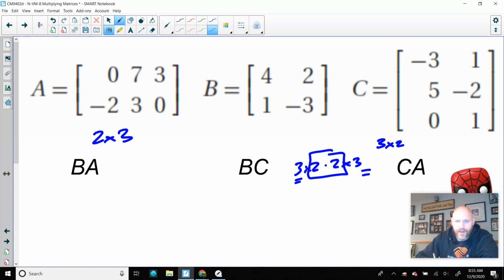All right, so let's work this one out. First of all, it is going to work, and the answer is going to be a 3 by 3. So we're going to start off with matrix C, which is a -3, 5.